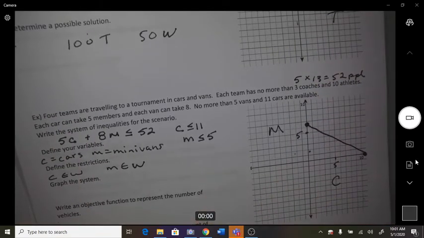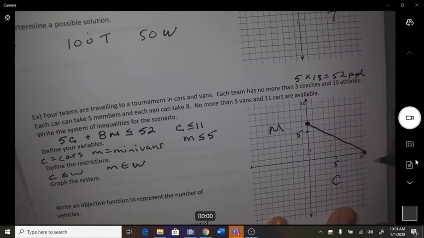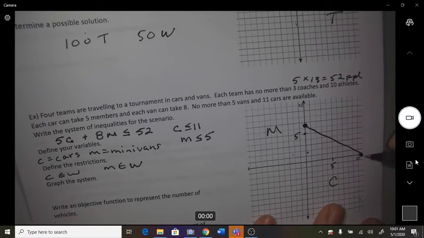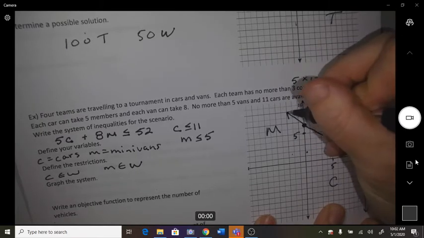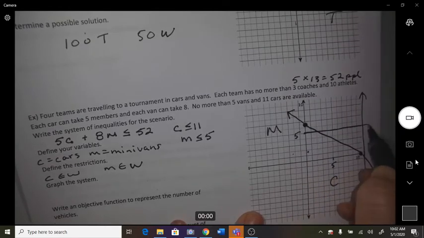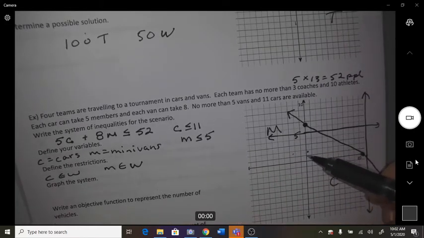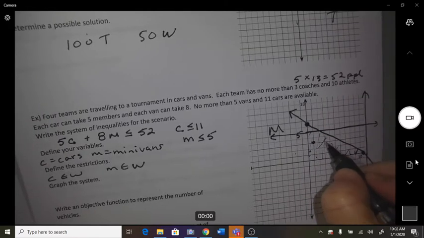Okay, so we are below that line. Cars have to be less than 11 or equal to, so that's that line. And vans. Okay, so we're in this zone right here. Have to be less than all the lines. And don't forget that our solution would be stippled.